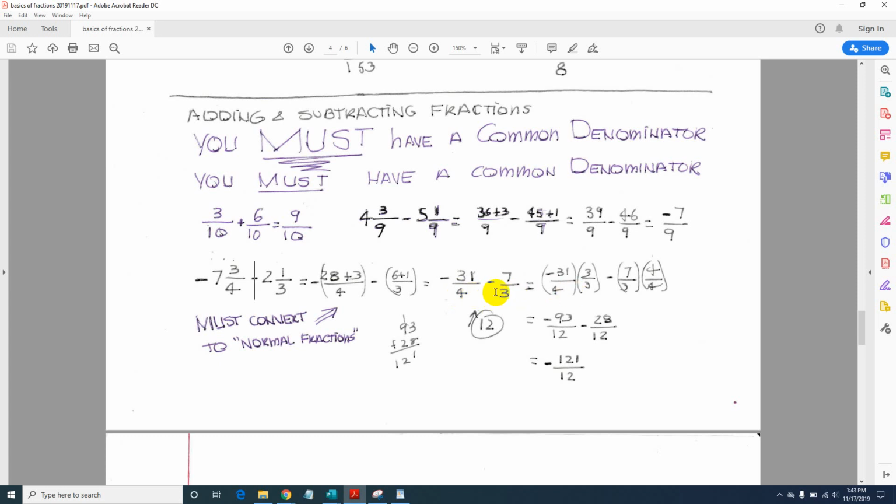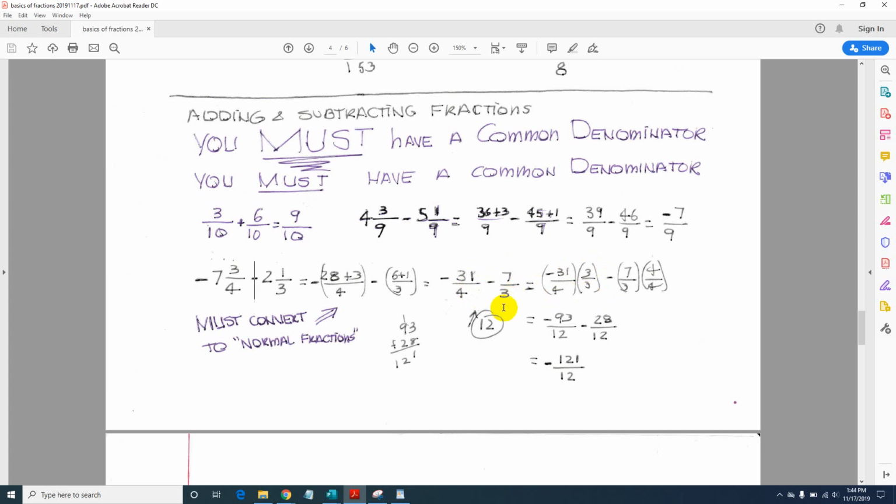So you would then force it. You need to have a 12 in the denominator, right? You've got to have a 12 in the denominator. So how do you turn 31/4 into twelfths? Well, if you multiply the denominator by 3, you've got it made. But then you have to multiply the numerator by 3. Otherwise, you got a problem, right? So you have to multiply top and bottom by 3.